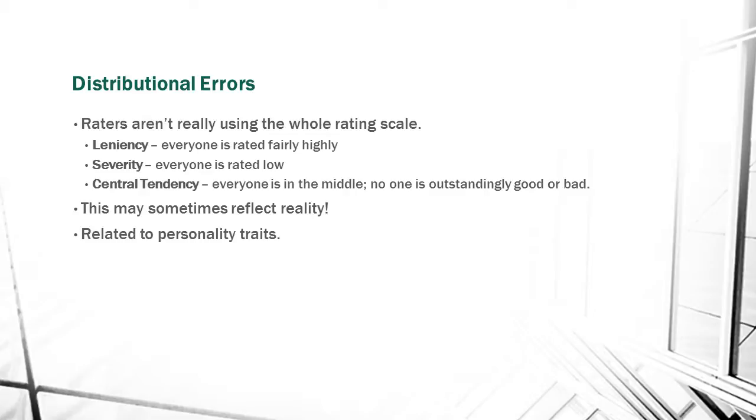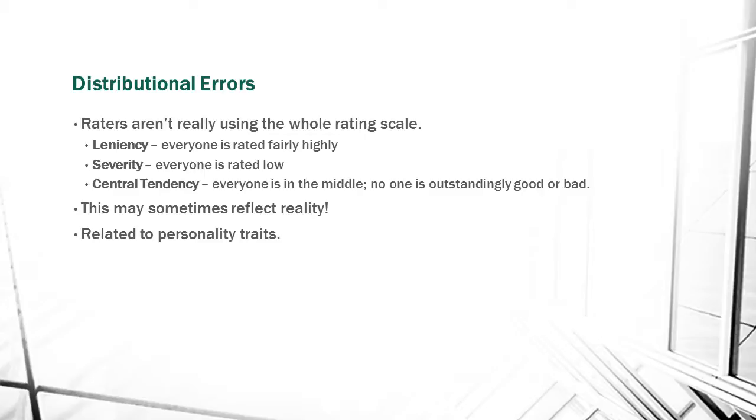There is some research that suggests that the tendency to be lenient or severe is related to personality traits. People who are very highly agreeable tend to rate people more leniently. People who are low in agreeableness tend to commit more severity bias. But it's very hard to say with certainty that something is a function of distributional error and not really a property of the people being rated.